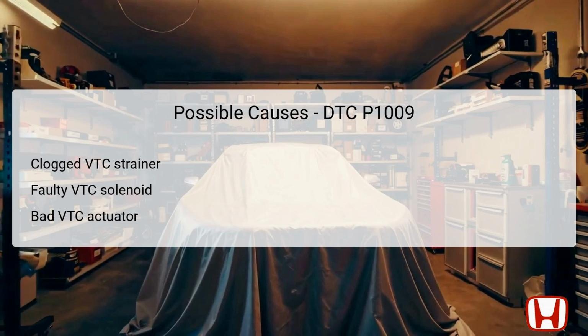If the oil control solenoid valve is faulty, it may not properly manage the oil pressure, which directly impacts the operation of the actuator. Another significant cause could be a malfunctioning VTC actuator itself, which may fail to adjust camshaft timing correctly. Identifying these issues is critical before proceeding, as resolving the malfunction typically requires inspection and sometimes replacement of these components. It is essential to understand that any of these failures could lead to erratic engine performance and increased emissions.